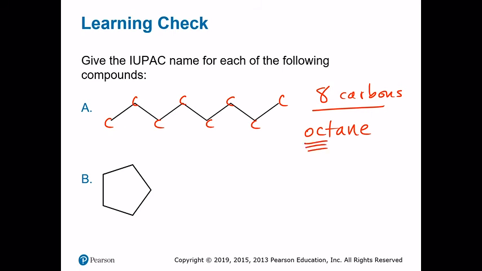For example B, we have a carbon at each corner of this geometric figure. Since it's a pentagon, that gives us 5 carbons, which makes this cyclopentane. Remember that if it's a closed loop, you need to add cyclo at the beginning of the name.